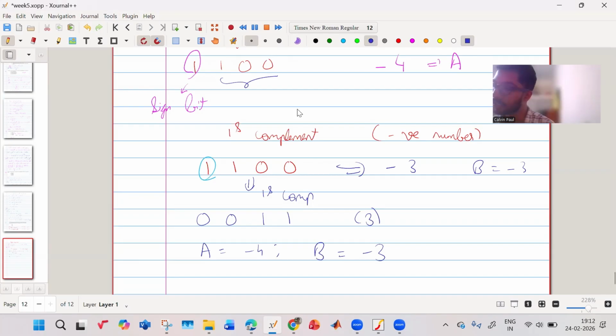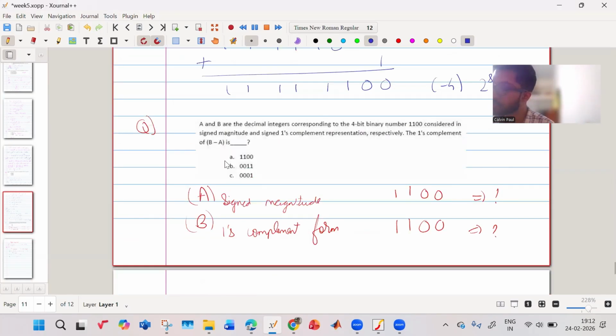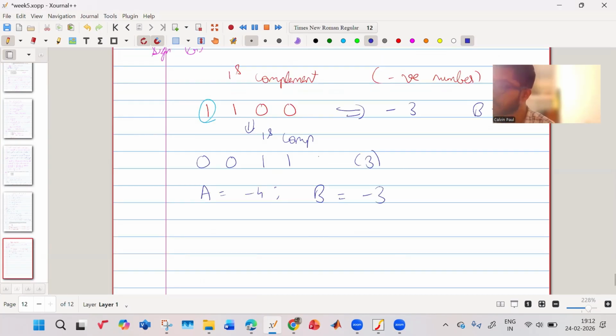Right? Now, in the question, they want to find the one's complement of B minus A. So first, let us find what is B minus A. B minus A is minus 3 minus of minus 4. So it is minus 3 plus 4, that is equal to 1. Right?